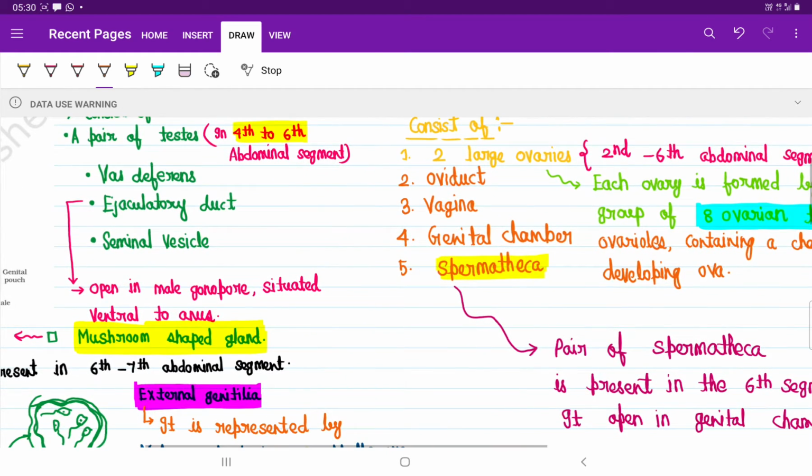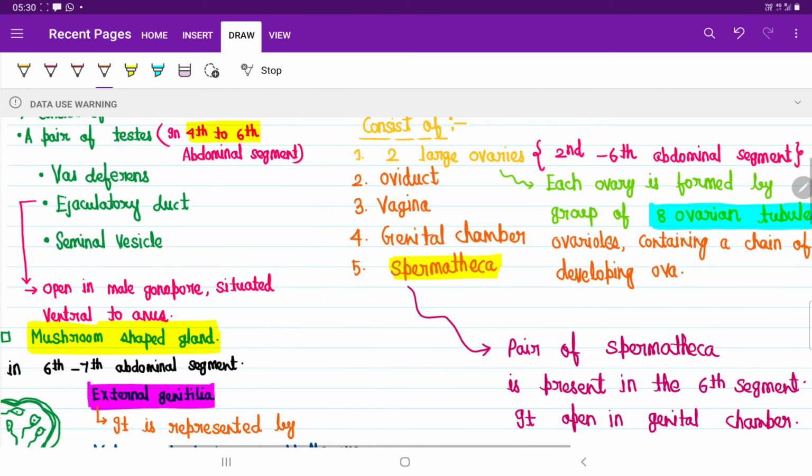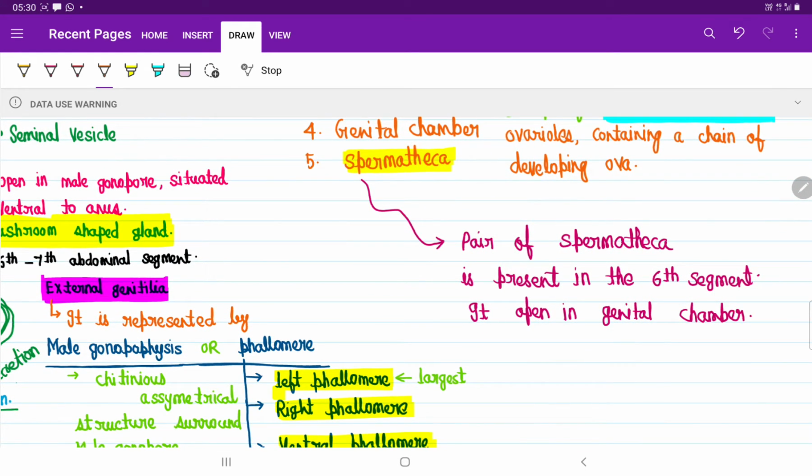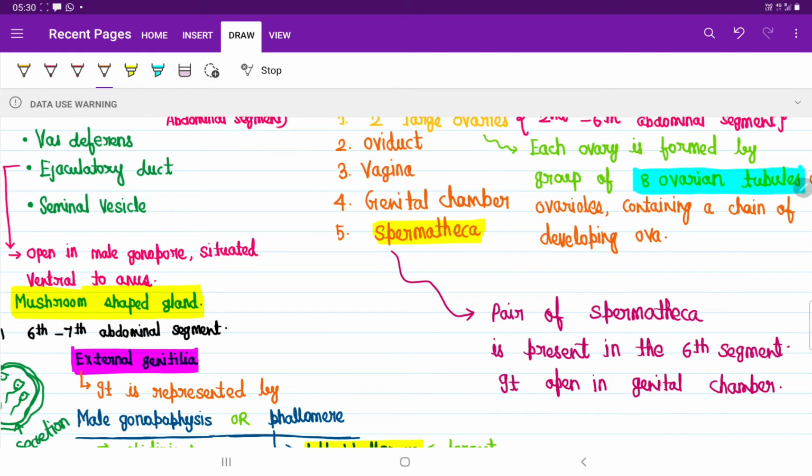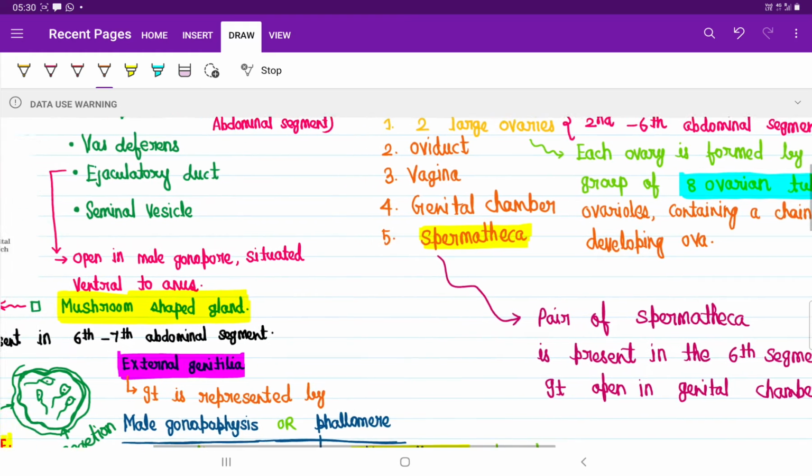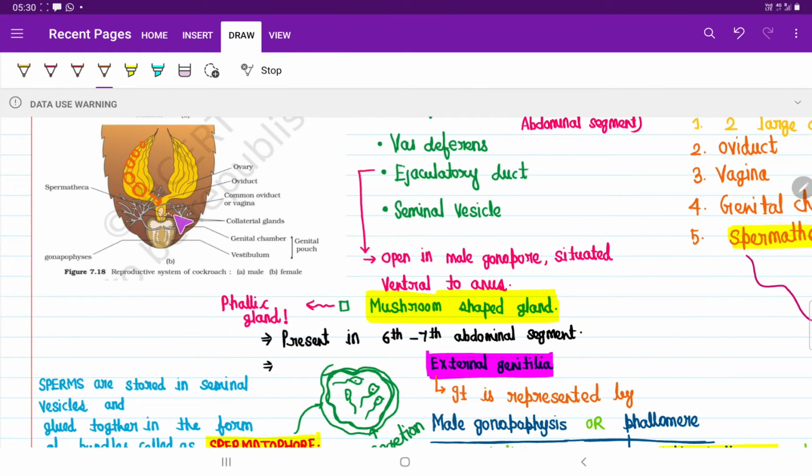And this genital chamber is connected with the spermatheca also. So the female gamete will come here in the genital chamber, and from the spermatheca spermatozoa will come, and the male and female gametes will fuse, and after fusion, the zygote will form. And are you observing they have one pair of some gland also? This gland is called the collateral gland. You see, it is an asymmetrical gland, they are not similar on both sides, right?